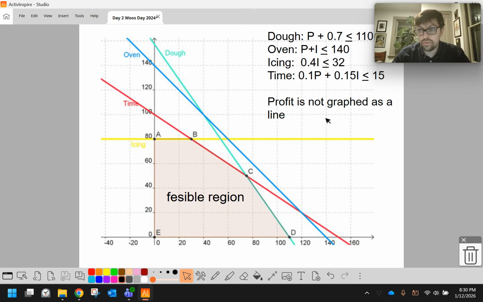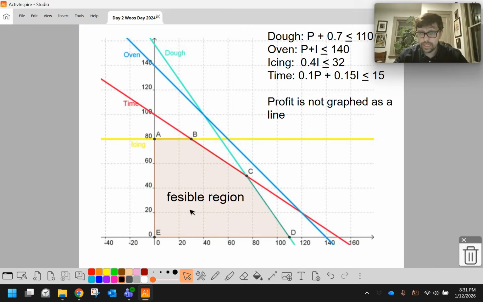Now note that I didn't graph profit. And also note, look at this oven space. The Woos are never going to be able to fill their ovens because they're never going to be able to get themselves up against that oven line. They're either going to be constricted by the amount of dough they have, maybe constricted here by the amount of time that they have to make cookies, or maybe restricted here by the amount of icing that they've got to put on the cookies. So whatever answer we give the Woos, it's got to be somewhere in here.